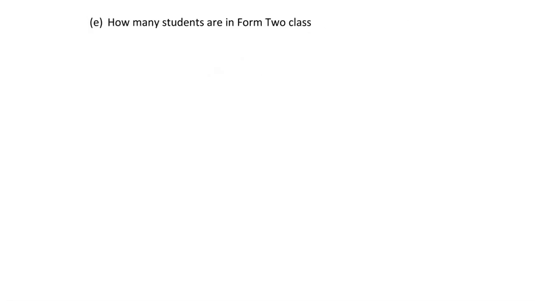For part E, how many students are in the Form 2 class? So here we are just going to take the summation of all students. So here we have 2 plus 3 plus 5 plus 7 plus 11 plus 7 plus 4 plus 2 plus 1, of which after summing the values, we are having total number of students to be 42 students.